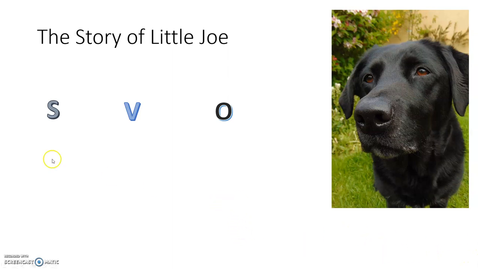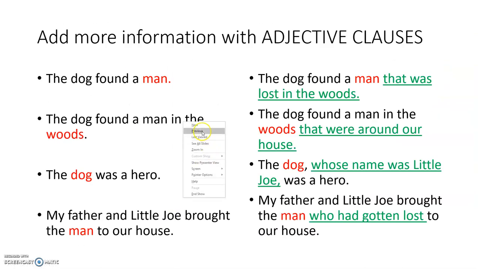Okay, so you know the story. Now you see the SVO. How are we going to connect the story to grammar? Subject, verb, object. In this story, the basic little sentence we could put is, the dog found a man. Okay, but of course you know a lot more information. So how can we pack more information into those sentences?